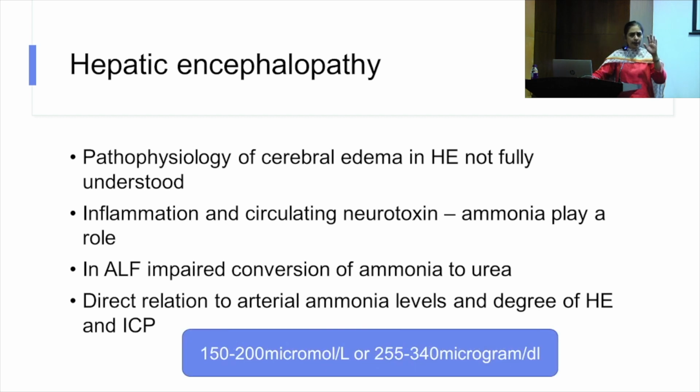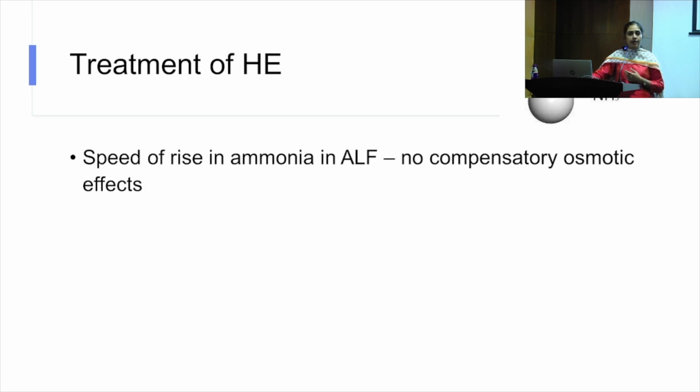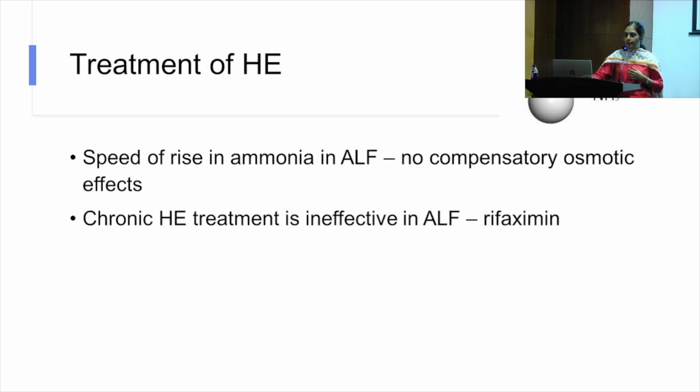And with the higher grades of hepatic encephalopathy, this could be the range of your ammonia levels, depending upon the units, 150 to 200 micromoles per liter. Okay, it could be as high as that. So, treatment of HE: the speed of rise in ammonia in ALF is too fast, so there is no osmotic compensation, unlike in chronic liver disease. So that is why they present with the raised ICP.